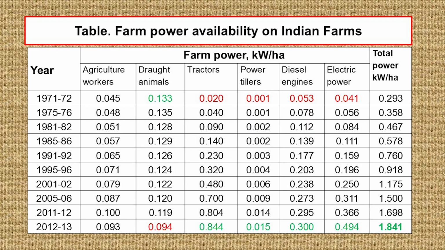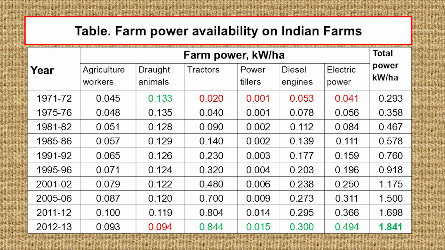The lead was taken by the tractor. It contributed 0.84 kilowatt per hectare, followed by the electric motor, which is about 0.5 kilowatt per hectare. So that clearly indicates there was a lot of mechanization between 1971-72 and 2012-13.